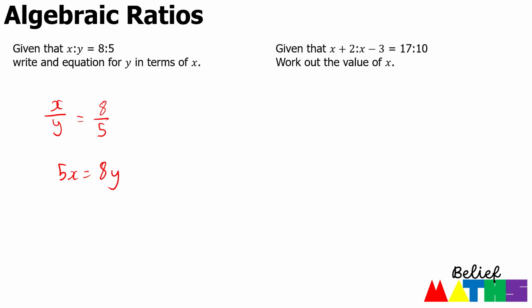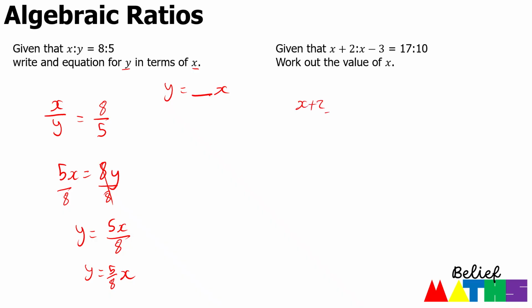And then it's saying write an equation for y in terms of x. That means we should have y equals something times x. So we're trying to get y on its own. So we're going to divide both sides by 8. Those 8s cancel, and I end up with y equals 5x over 8, or if you wanted, you could have y equals 5 over 8 x. Either one is acceptable.